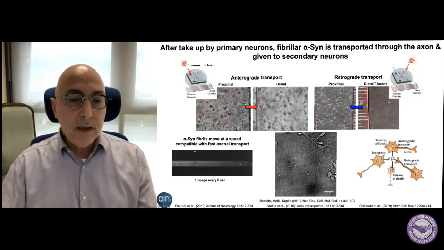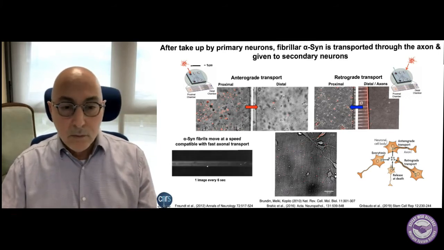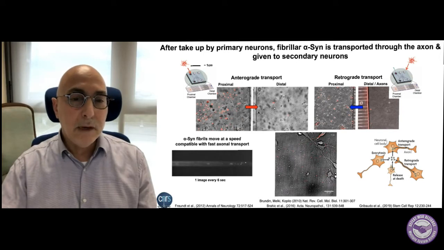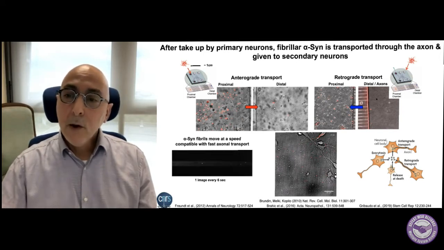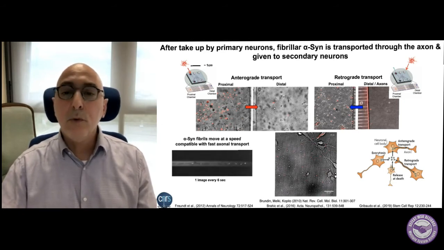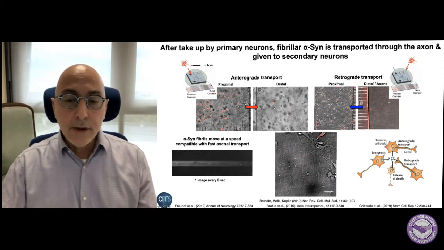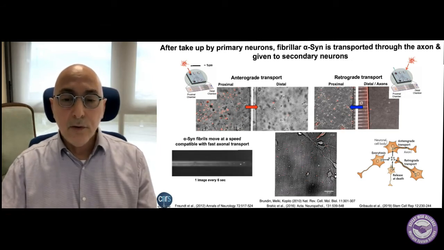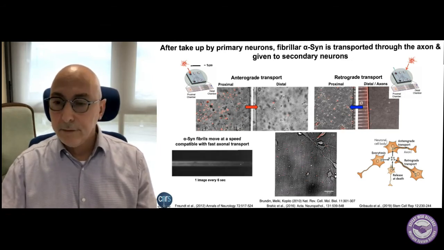And this movie here shows you how they move, and they move very efficiently along the axons within these little microgrooves. When we added the fibrils to the axonal termini, we saw also uptake and transport toward the cell body of the neurons. And in a non-oriented culture, you can see here how fast these aggregates traffic. You can see all these particles moving in all directions.